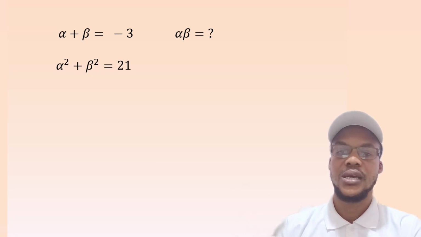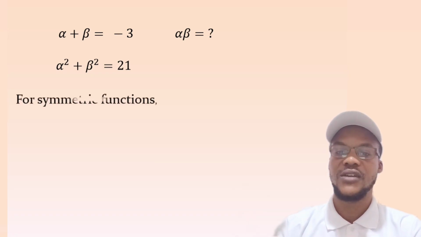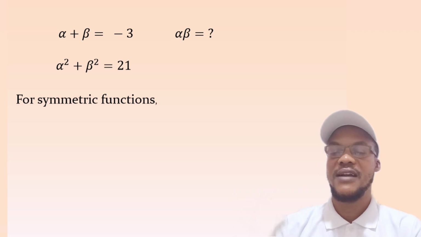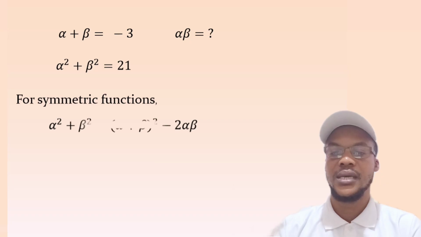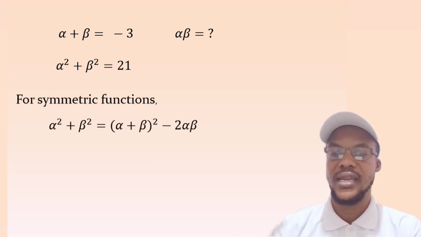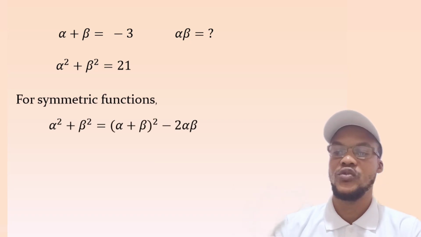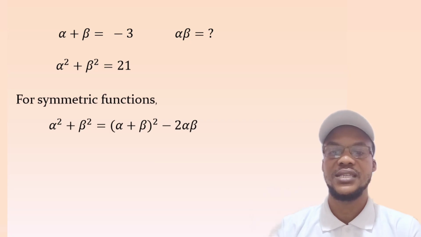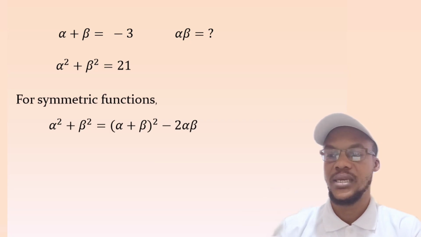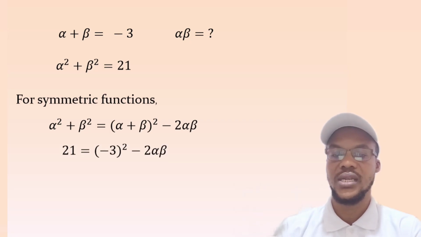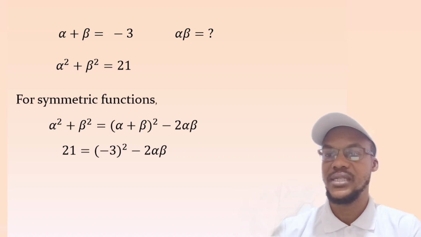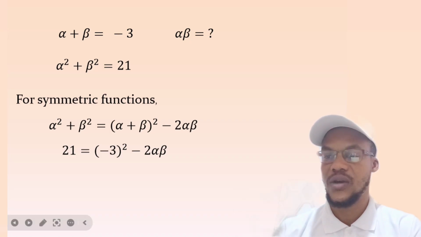As you know, for symmetric functions, when you are given alpha squared plus beta squared, it is given as (alpha plus beta) all squared minus 2 alpha beta. Since we are given alpha squared plus beta squared, we just substitute the values and we find alpha beta. If you substitute the values, this is what you are going to get: 21 is equal to (-3) squared minus 2 alpha beta.